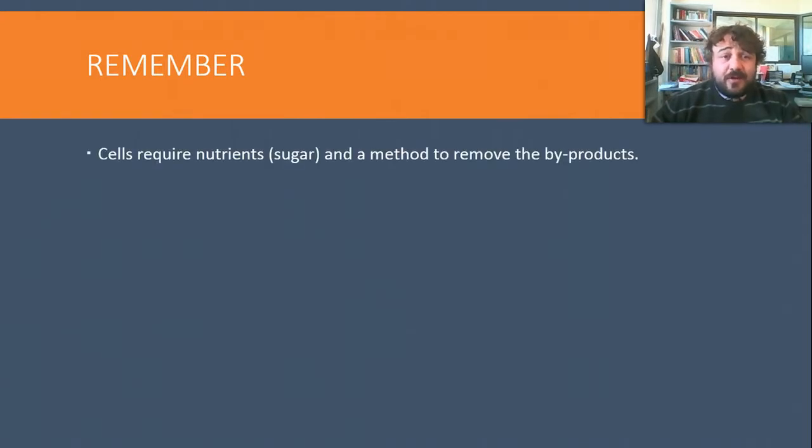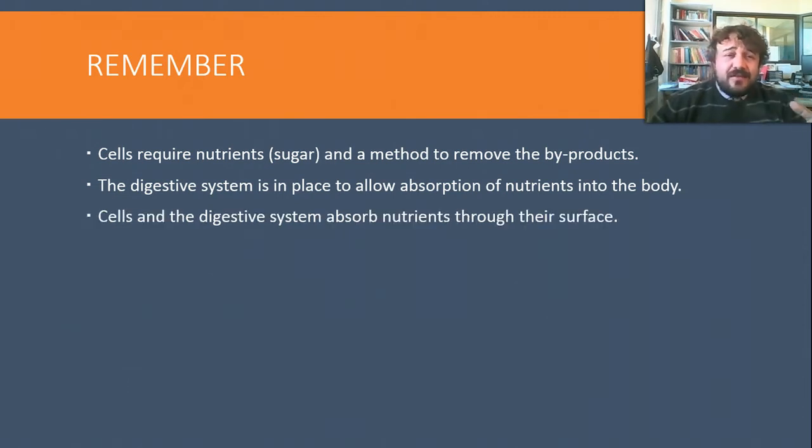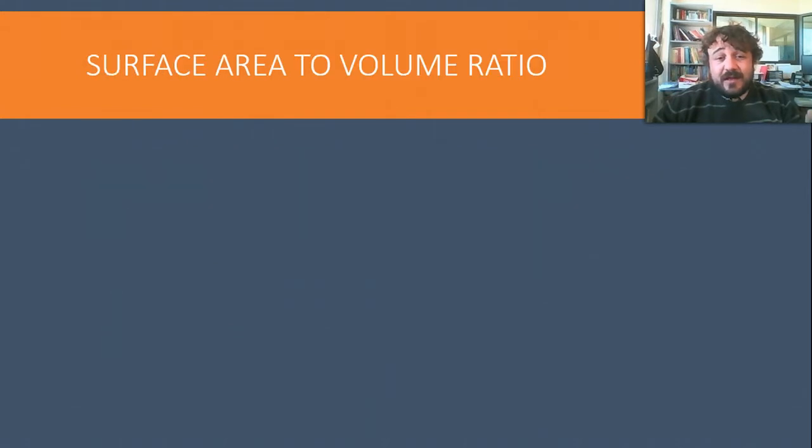Okay, so what do I need you to remember? I need you to remember that cells require nutrients and a method to remove the byproducts or the waste. The digestive system is in place to allow us to absorb nutrients into the body. Okay, so that makes sense. And the cells in the digestive system pretty much absorb nutrients through their surface. Okay, so the surface area, you can already see it's coming into play.